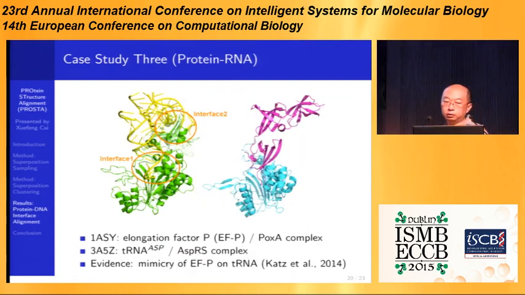And in the third case, we demonstrate a Protein-RNA mimic demonstration. And on the left side, we see the elongation factor P protein and the PROX-A complex. So the elongation P is the RNA strand here. And on the right side, we can see the second structure, which is the tRNA as per RS complex.